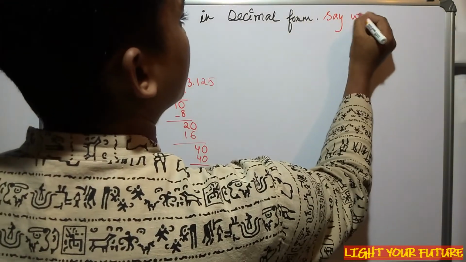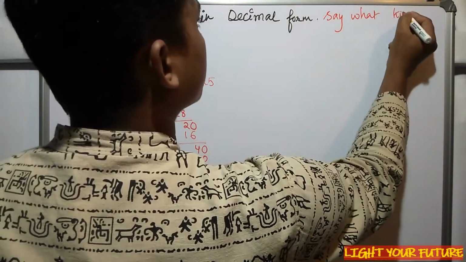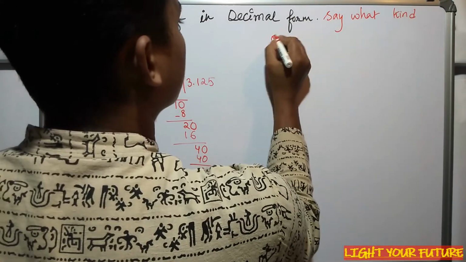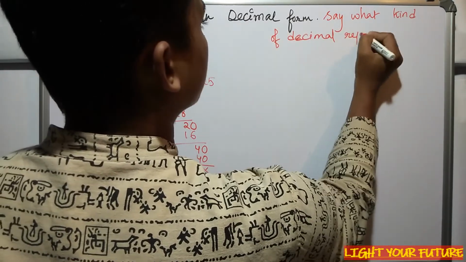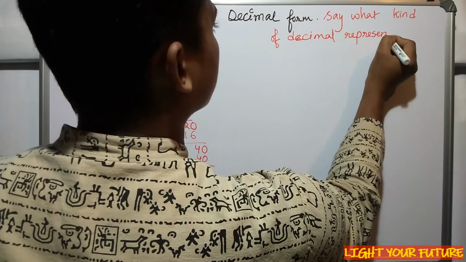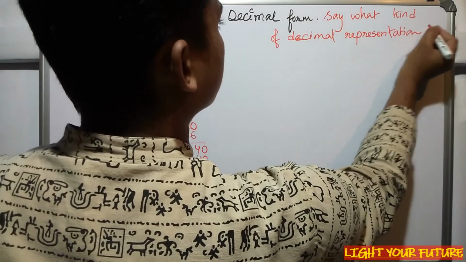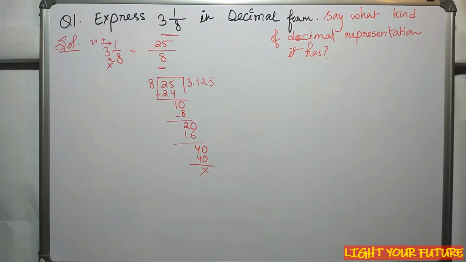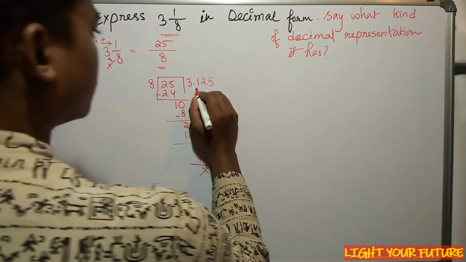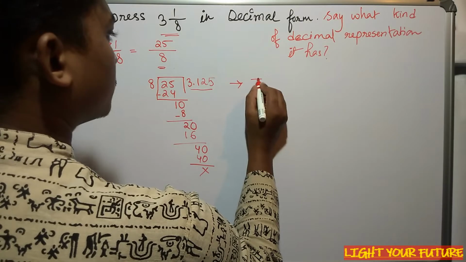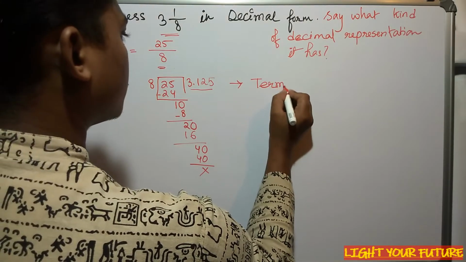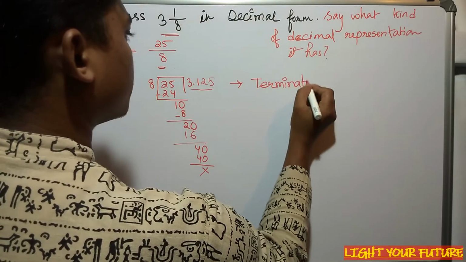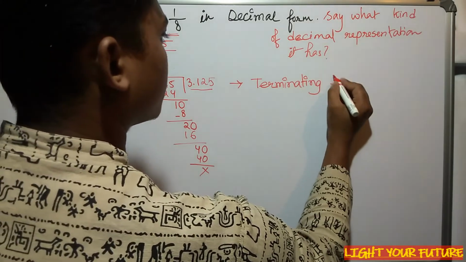Now in the same question, if it had been asked what kind of decimal representation it has, we could have easily said that the answer we got, 3.125, is a terminating number, because after the 5 we do not have any other digit. So 5 is the last digit or the end digit.